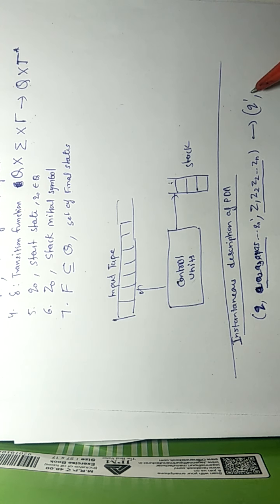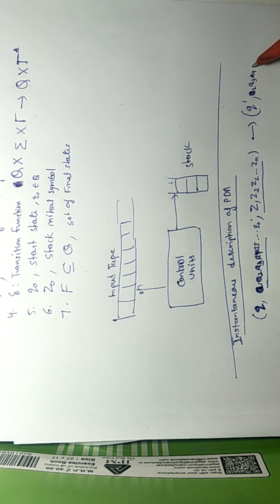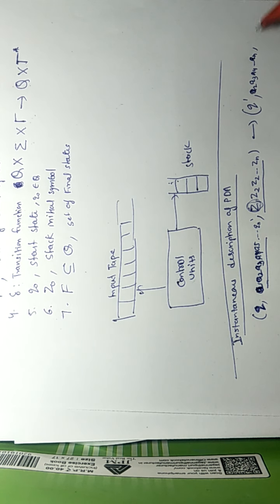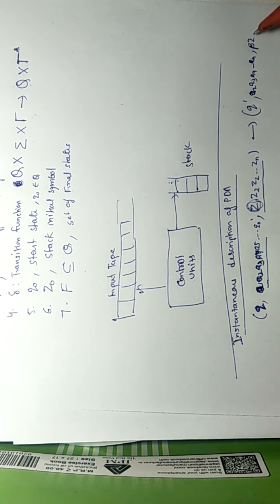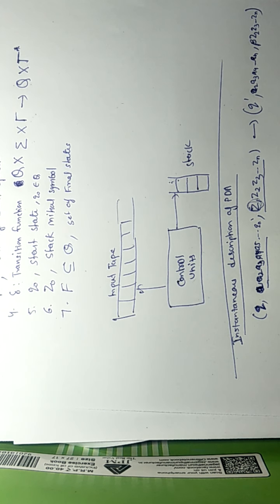We read a1, then the input file becomes a2, a3, a4, a5 and an, and we read this Z1 because we can only operate on the top of the stack. We make it beta, and the stack looks like Z2, Z3 and Zn. It is just like a random situation of a PDA.